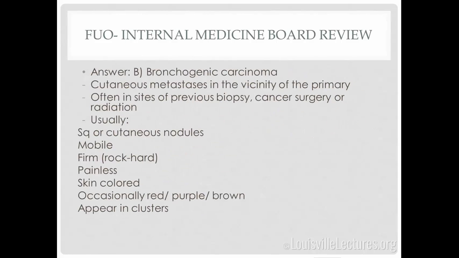So this is actually bronchogenic carcinoma. The point we want to make here is that you can have cutaneous metastases of bronchogenic carcinoma. And a lot of times it's at sites of previous biopsies or radiation. So you usually see sub-Q or cutaneous nodules that are mobile, firm. They're described as rock hard. That's what the guy had. They're painless, skin-colored. Sometimes they can take on different colors, purple or brown, and appear in clusters.